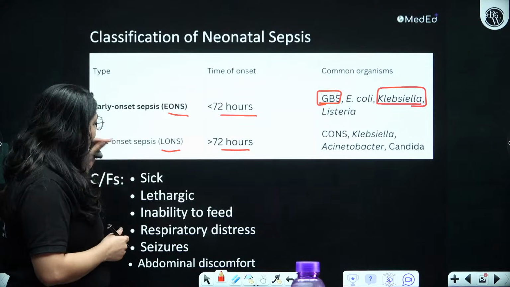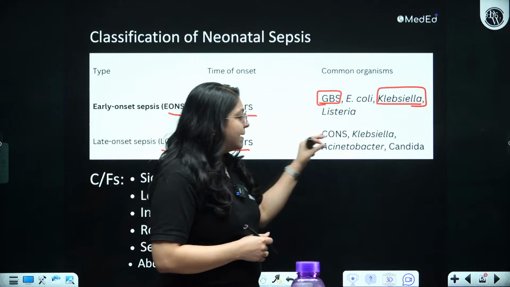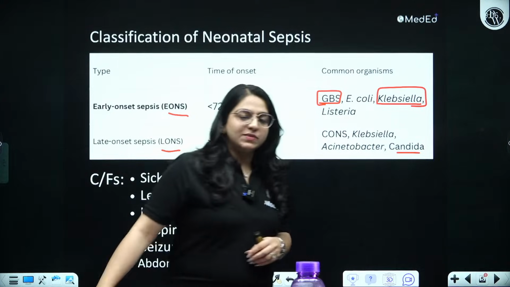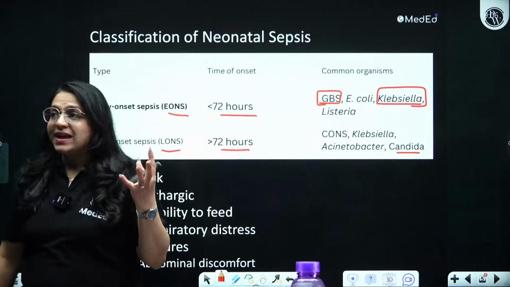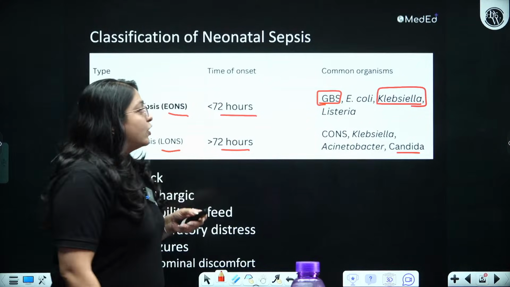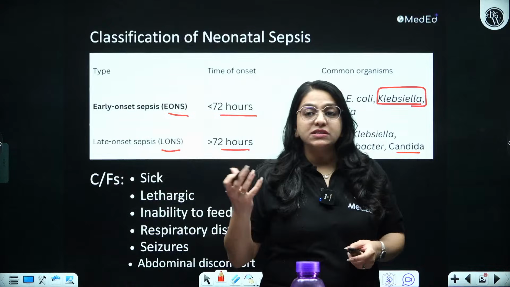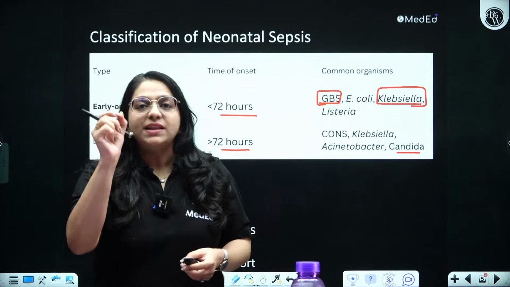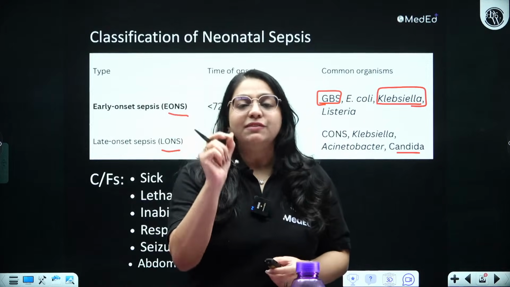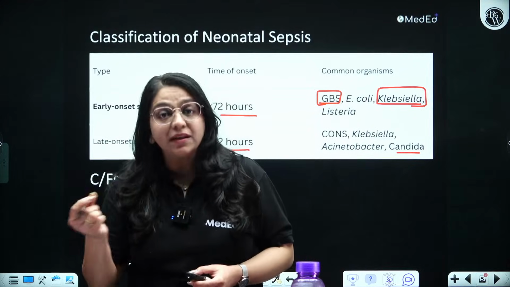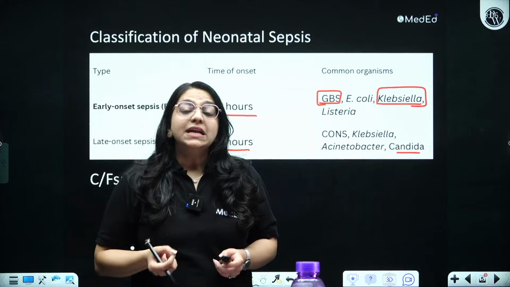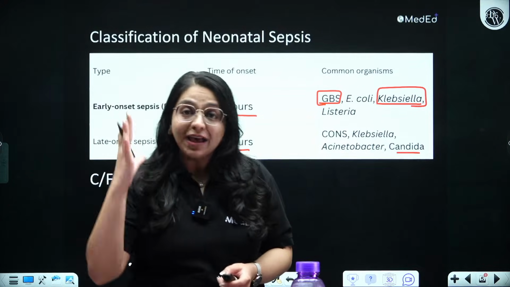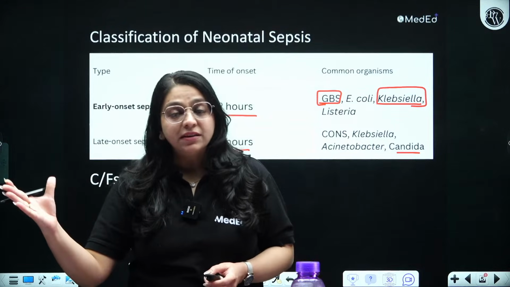For late onset sepsis, it is majorly gram positives, some gram negatives, and also Candida, which is a fungus, becomes an important cause for late onset. Why is that the case? Because in early onset, within 2 days of life, the baby has not even been significantly exposed to the world. What is one environment that the baby has seen for the longest time? The maternal environment. So obviously, the organisms which are a part of the normal flora of the birth canal of the mother are going to be responsible for early onset neonatal sepsis.